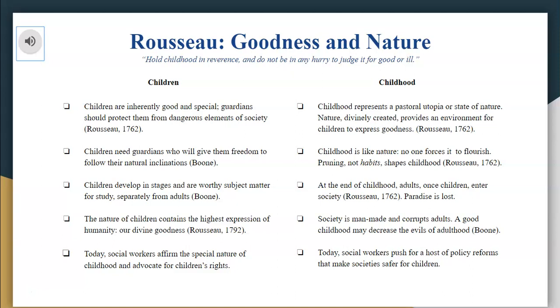In Emile, Rousseau expands his view that children in childhood embody the highest expression of what it means to be human. For Rousseau, society is corrupt, man-made, and without divine order. It makes children, who are inherently good, evil adults. In contrast, Rousseau theorizes that nature and children, created by God's divine order, are good. Children, he argues, point to the origins of humanity and remind adults about a paradise lost that can be regained.